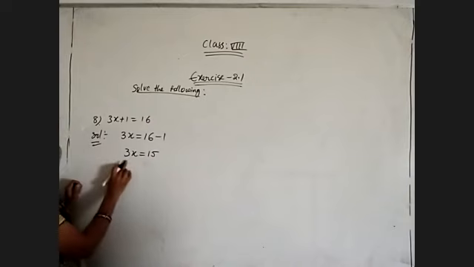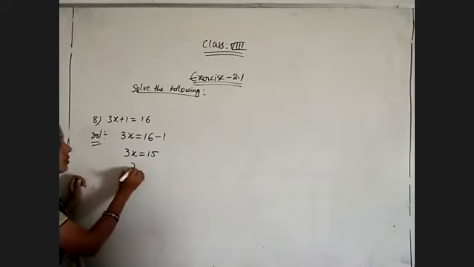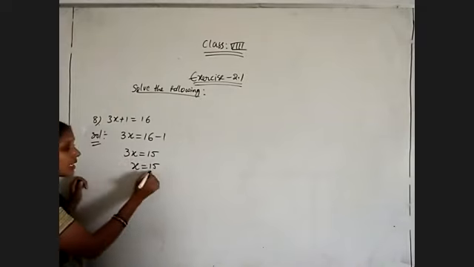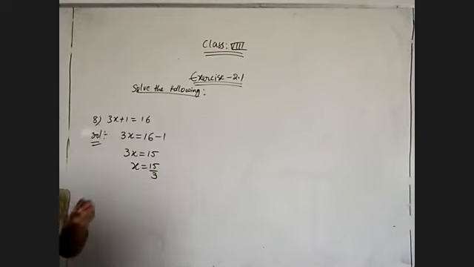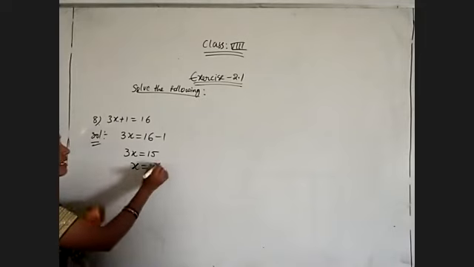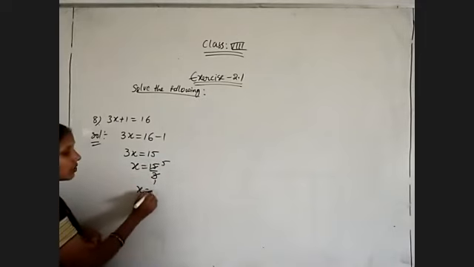Then here again the same procedure whatever we did till now. So x is equal to 15, and here into 3, by bringing this side, divided by 3. So 15 by 3. 3 ones are 3, 3 fives are 15. x is equal to 5.